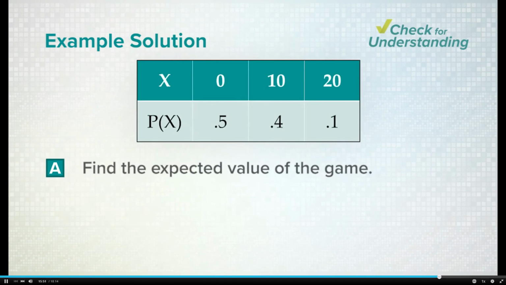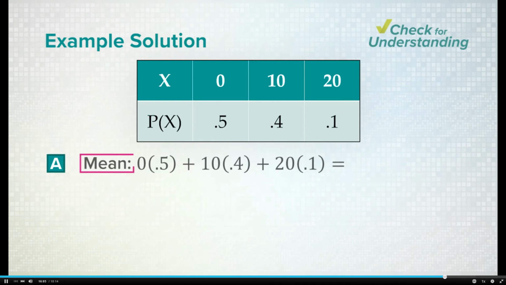Here's the solution to this check for understanding. Again, part A says to find the expected value of the game. Remember when you see the words expected value, I want mean to light up in your head. Mean, mean, mean. So to find the mean of this probability distribution, I'll multiply, multiply, multiply, add to get my average of $6. That means I would expect to win $6 every time I play.